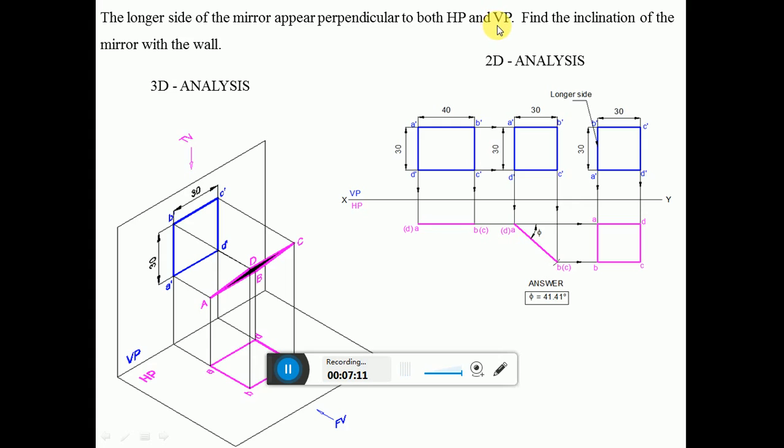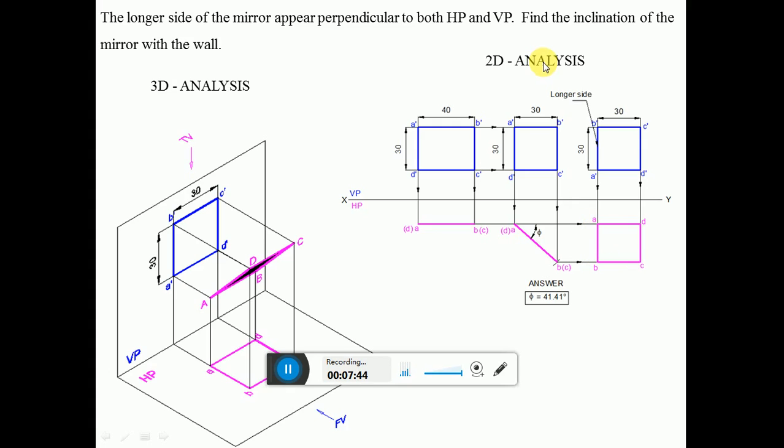Similarly, if the line is perpendicular to VP, in the top view you should get a line, and in the front view you must get a point. If you see here, the longer side of the mirror, which is A dash B dash, is 30 mm here, and it is perpendicular to HP. And if you see, the corresponding top view also has a vertical line. So that means it is inclined to both HP and VP, but parallel to the profile plane.